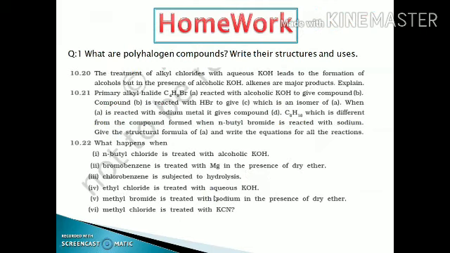Now try these questions. The first question is: what are polyhalogen compounds? Write their structures and uses. In this question, you have to explain the different polyhalogen compounds like dichloroethane, dichloromethane, fluoroethane, tetrafluoroethane, DDT, etc.